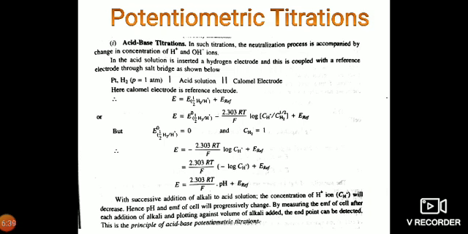You can see that representation: platinum Pt, H2 where pressure is 1 atmosphere, bar acid solution and a salt bridge, and you have a calomel electrode. So hydrogen electrode at the anode and calomel electrode at the cathode. So here the calomel electrode is a reference electrode.